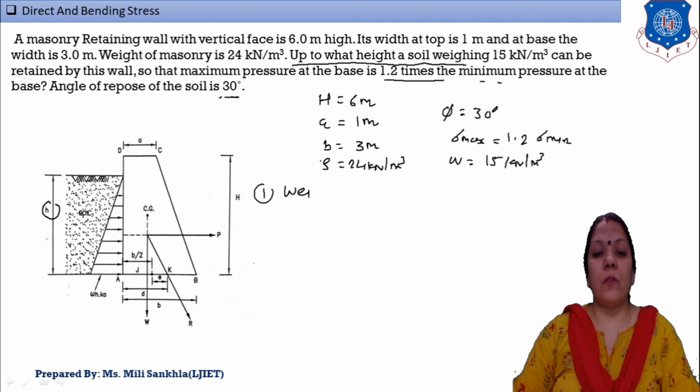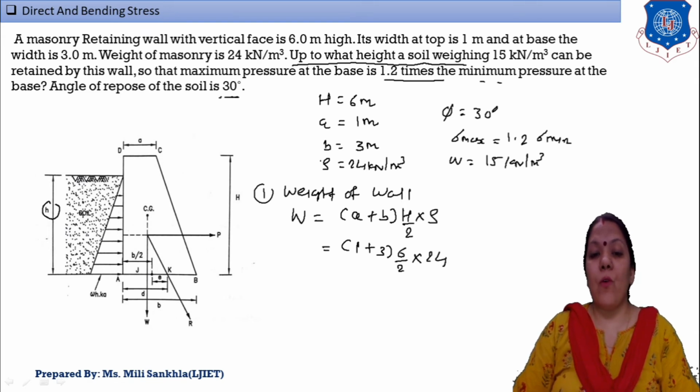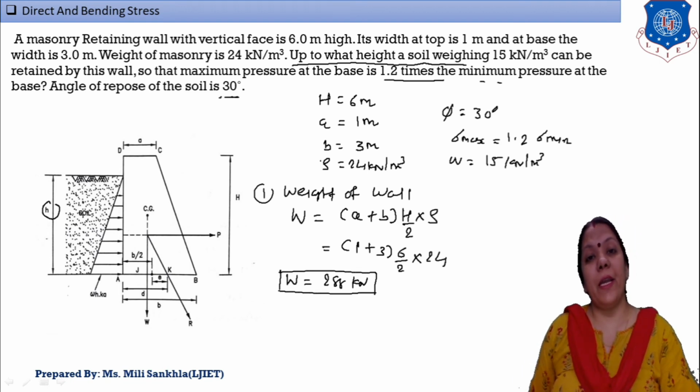First we write down weight of wall, that means capital W. Capital W is equal to (A plus B) H by 2, into density. Now what is A? A is equal to 1 meter, B is equal to 3 meter and H is equal to 6, by 2, and density is given 24. Now my answer of this weight of wall, W, is equal to 288 kilonewton. First write down, this is our weight of wall, that is 288 kilonewton.